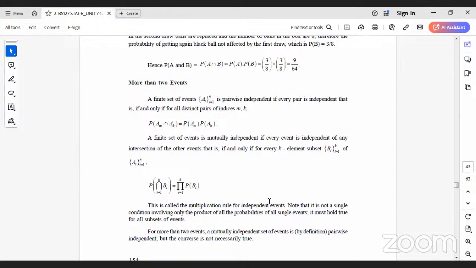For more than 2 events, a finite set of events Ai, i equal to 1 to n, is pairwise independent if every pair is independent, that is, if and only if for all distinct pairs of indices m, k, P of Am intersection Ak is equal to P of Am into P of Ak. The finite set of events is mutually independent if any event is independent of the intersection of other events, that is, if and only if every k-element subset.